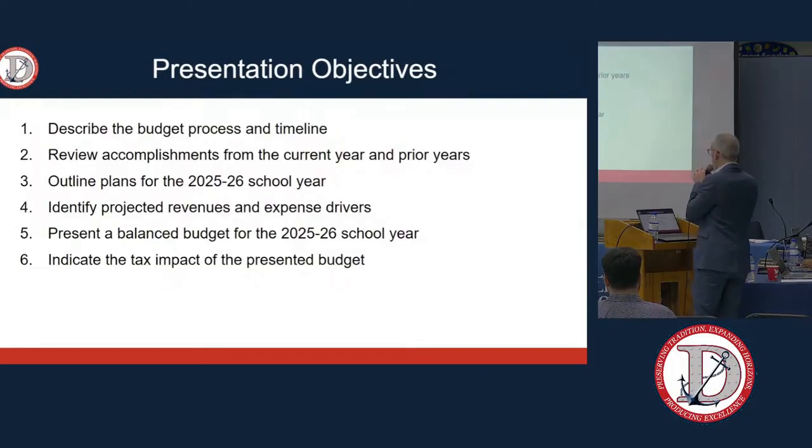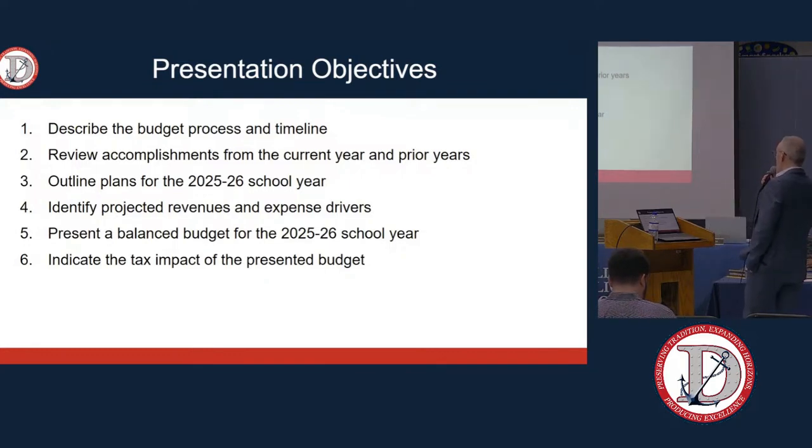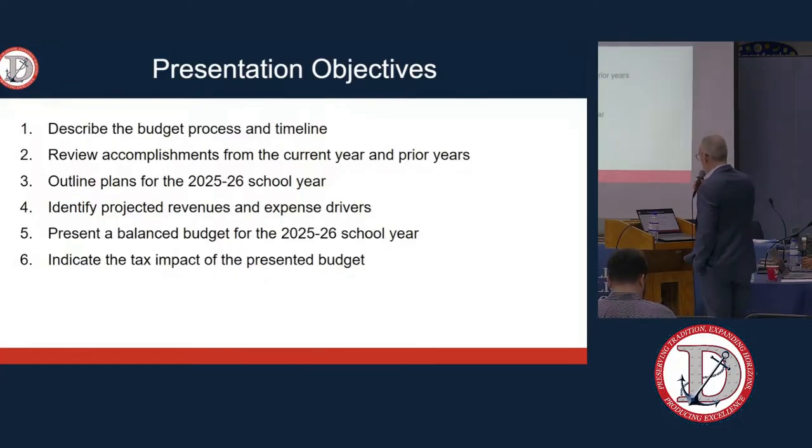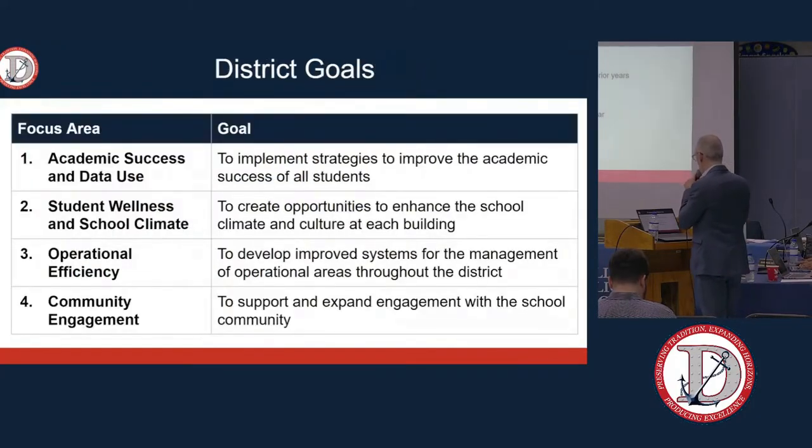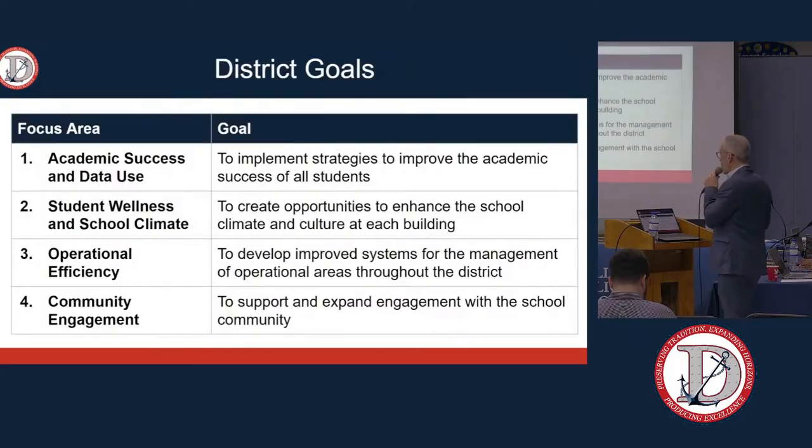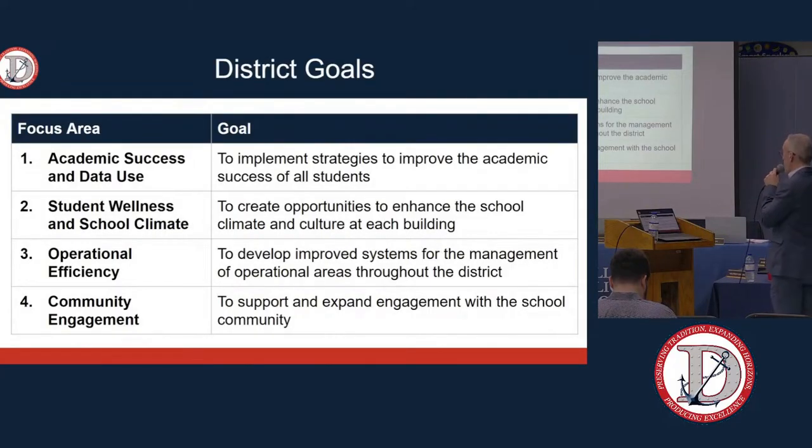So presentation objectives for the budget we have outlined here. I'm going to describe the budget process and timeline. I'm going to talk about what's happened over the last couple of years and what's put us in the current position. We have plans for next year, our revenues and expense drivers. We will present a balanced budget, and then lastly, we will talk about the proposed tax impact of the presented budget.